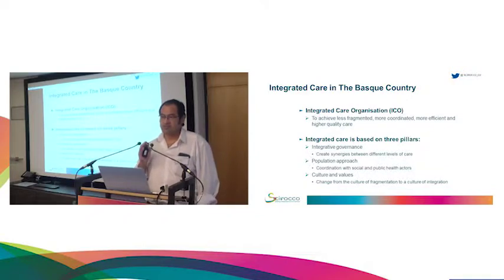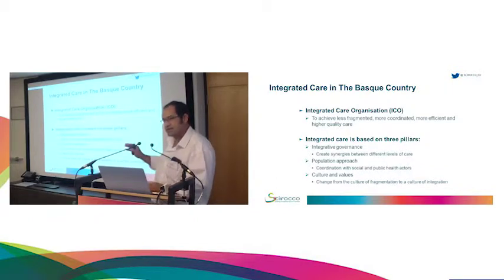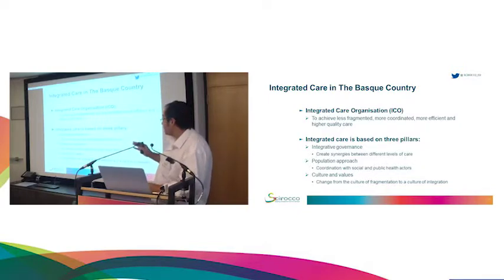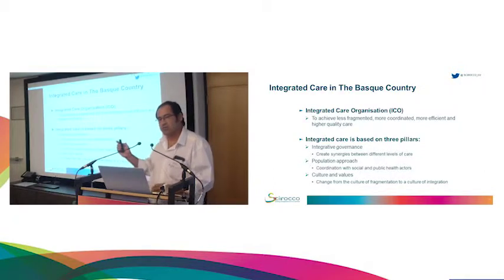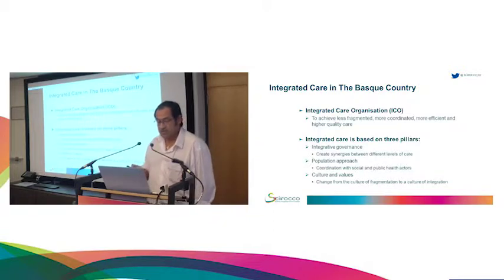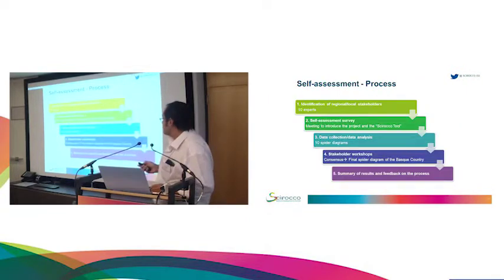We started this process in 2010. So this is transforming the system into what is in there, the ICO, integrated care organization. Not that we were primary level and hospital level. We started that process, and we are all integrated care organizations today. The pillars are what you see in there: integrative governance, population approach, not just for disease, but the whole population is covered with these ICOs, and culture and new values in this new. So this was the process we have in order to assess with the tool.